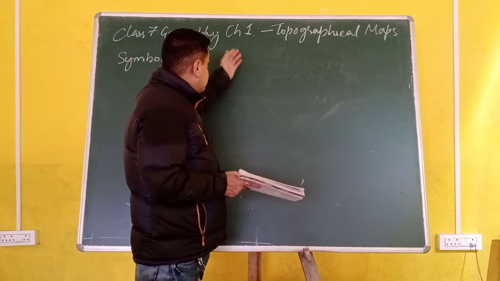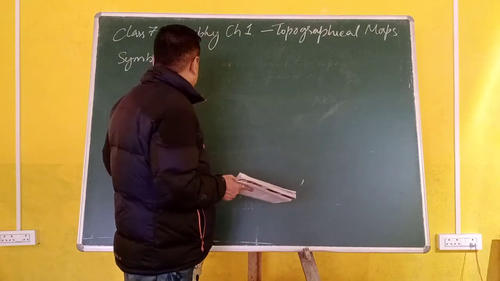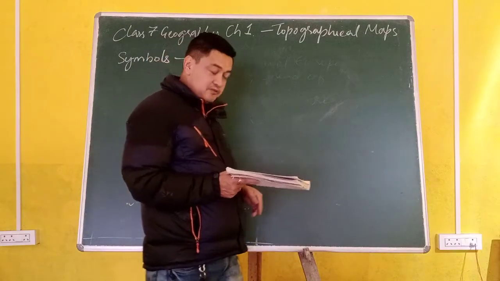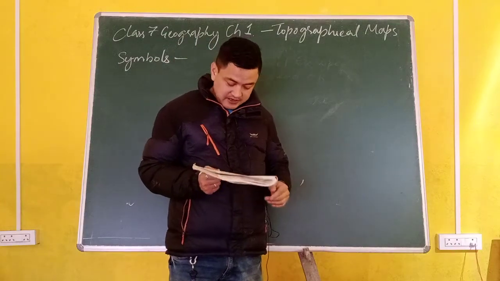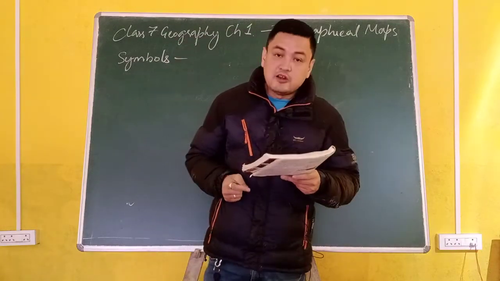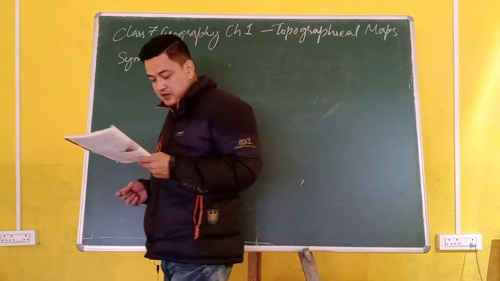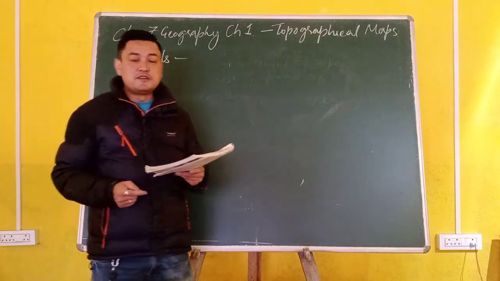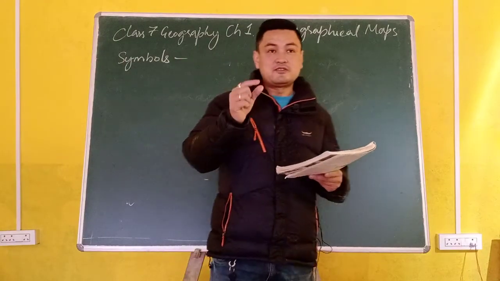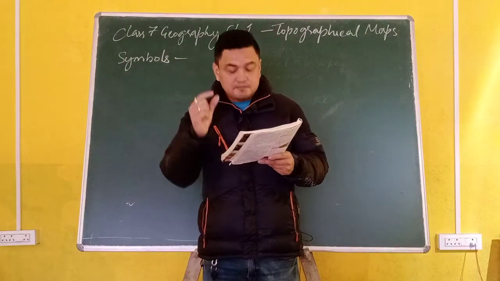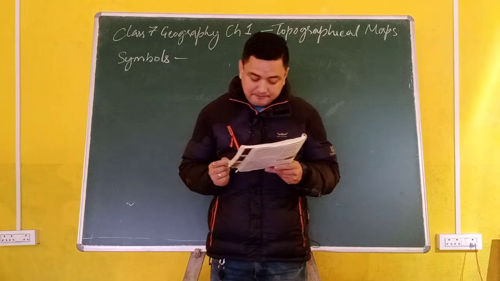We are continuing with chapter 1, Topographical Maps for class 7 Geography, and today we are going to discuss the topic symbols. Now, what are symbols? Symbols are basically a visual representation of a particular feature. So it is the most important component of the map.